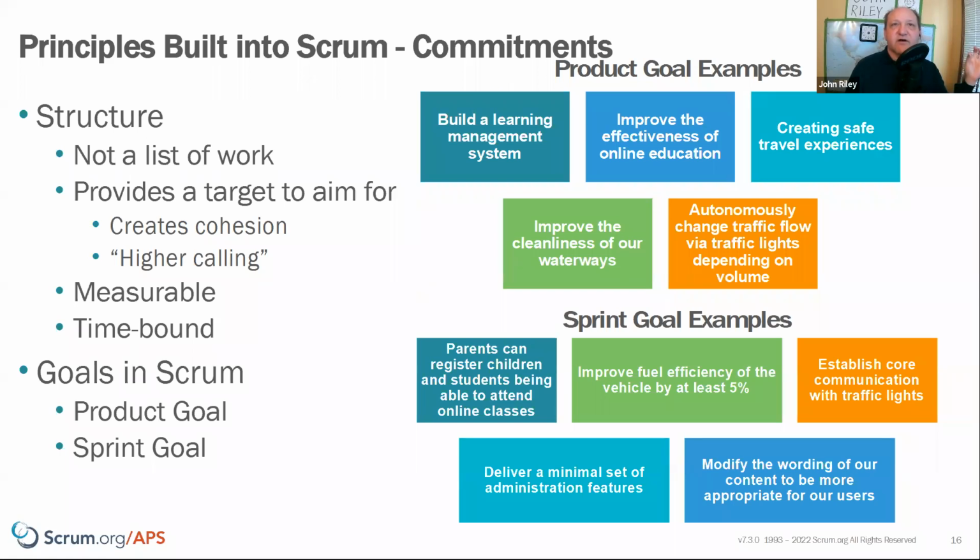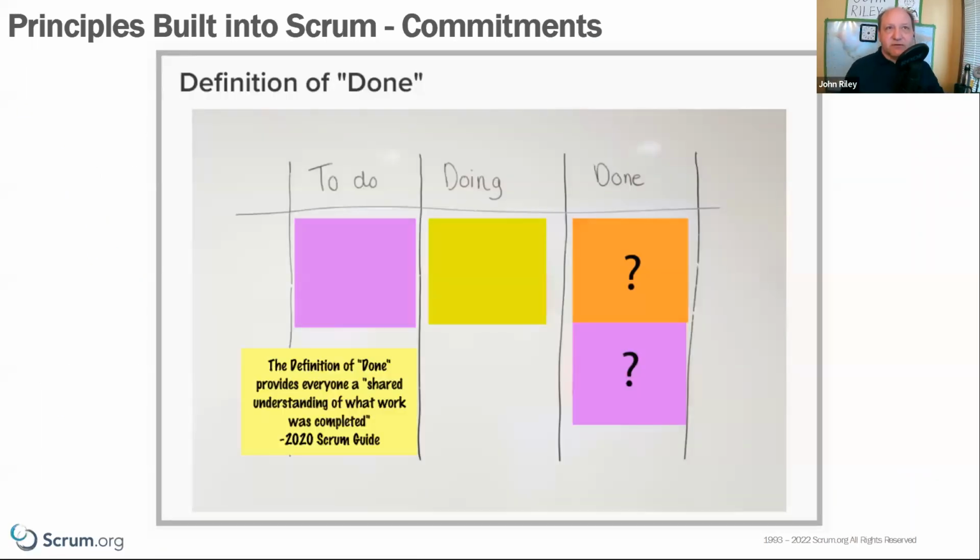Improve the cleanliness of our waterways, right? These are specific words for a common language for this product, right? Improve the effectiveness of online education. Very carefully chosen words. Okay. Sprint goals: parents can register, and students being able to attend online classes. Very specific words that are part of a terminology and taxonomy. Okay. So these are some examples of how these are actually built into the Scrum Guide.